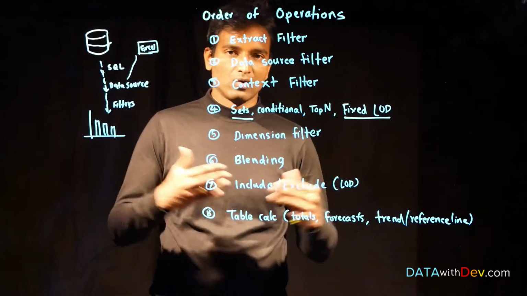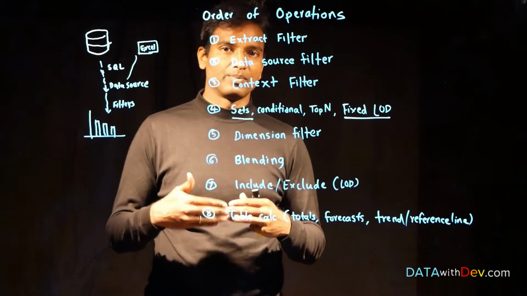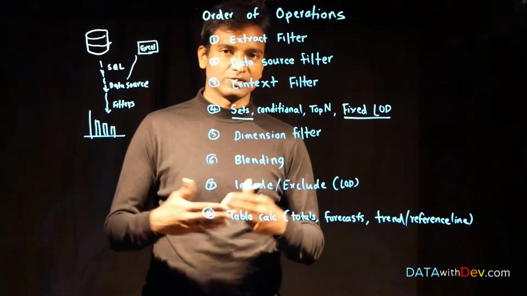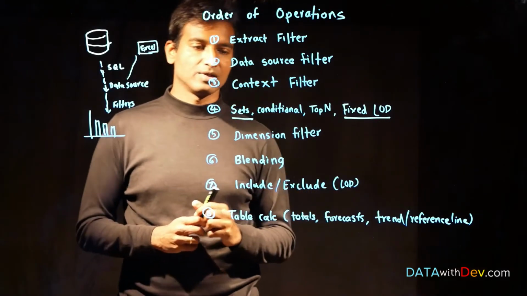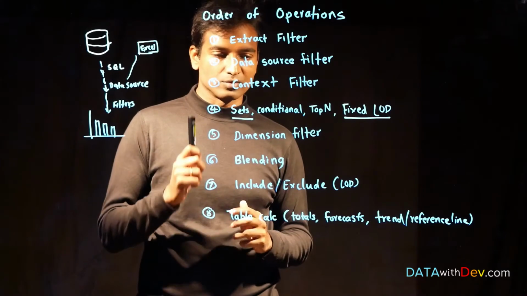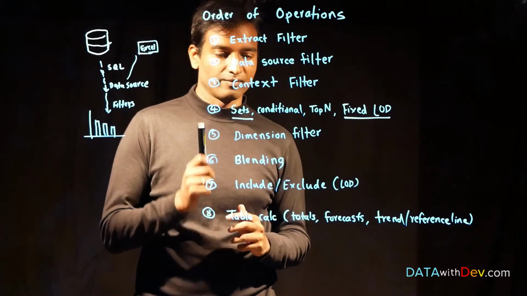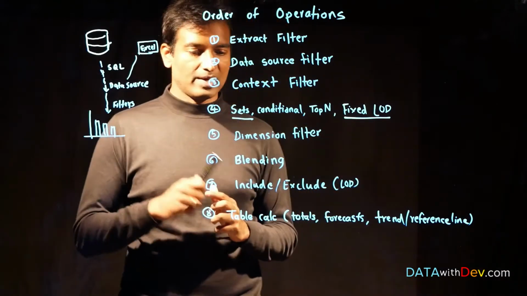More often than not, sets perform really well because of some pre-optimizations that Tableau does on that. The next thing that comes in the processing pipeline is the dimension filter. Those filters are processed ahead of measures. Remember that. The next thing that comes is blending.